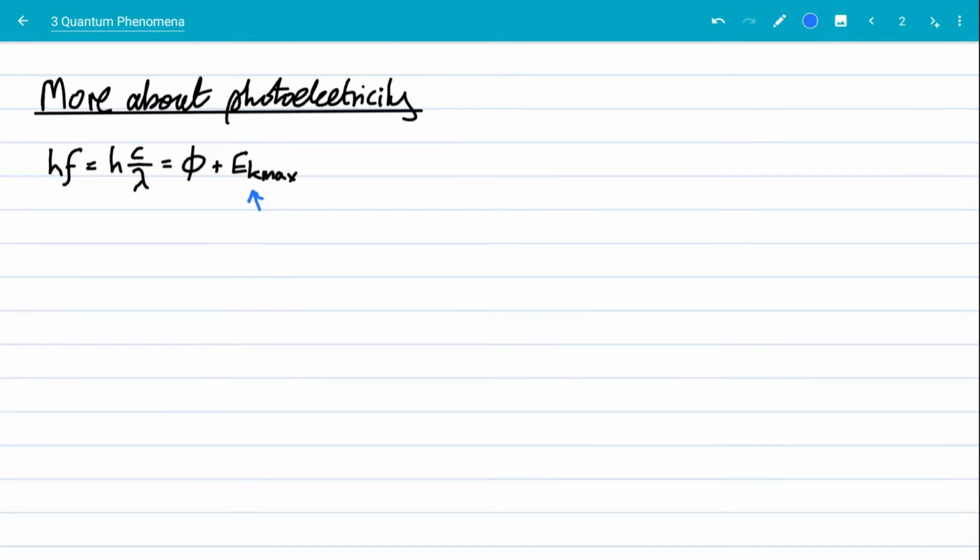Let's just label this. We've already got this on the previous page of notes, but it's good to put it on here again. So this is the maximum kinetic energy of photoelectrons. This here is the work function, which we have already defined. And this here is the photon energy.